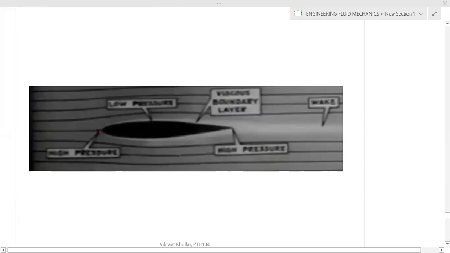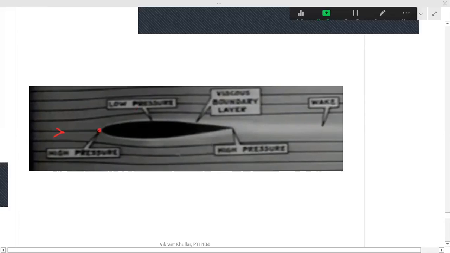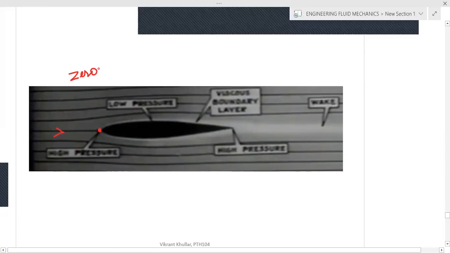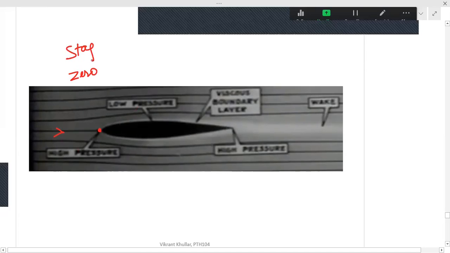Okay. So now I'm explaining you the fact. Say these are streamlines and you are able to see this white region. So this is the boundary layer region. As the fluid is flowing, you know that velocity at this point will be what? 0. And this is called the stagnation point.